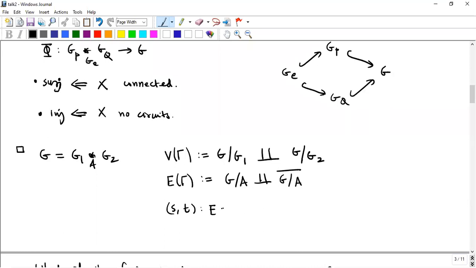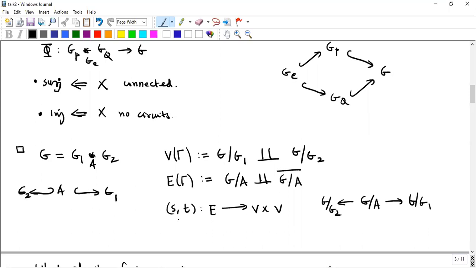The starting point and the ending point. Just note that there are canonical maps from G by A to G by G1 and G by A to G by G2, because A is a subgroup of G1 and G2. So there are inclusion maps from A to G1 and A to G2, and this gives surjective maps from G by A to G by G1 and G by A to G by G2. And these are exactly S and T. This is S, and this is T.